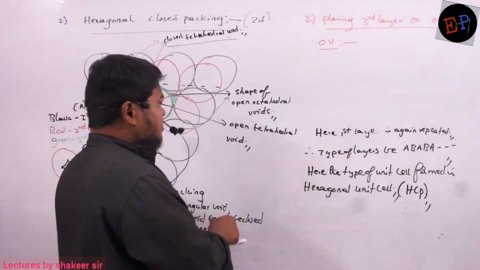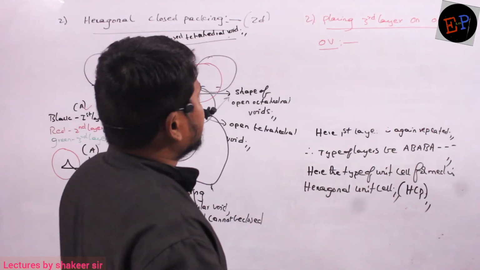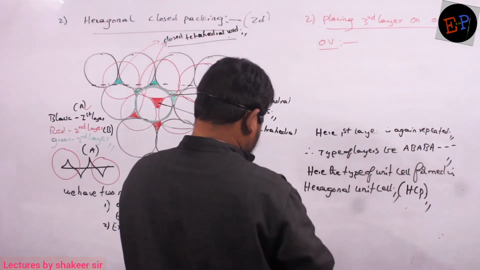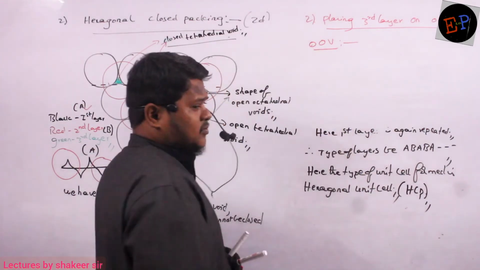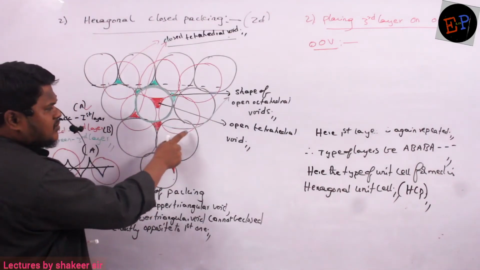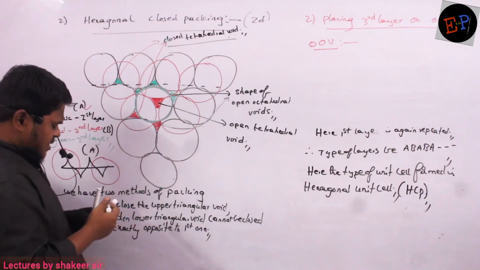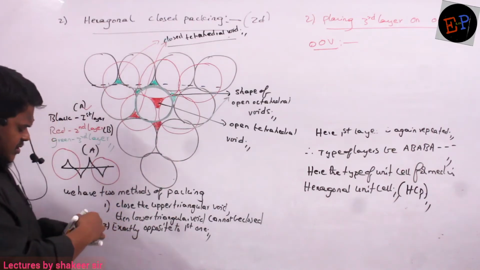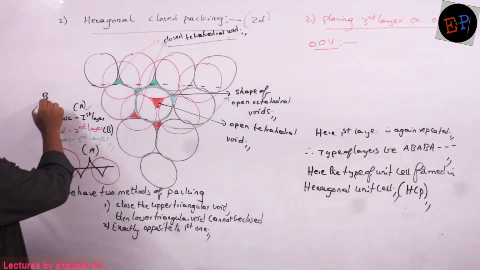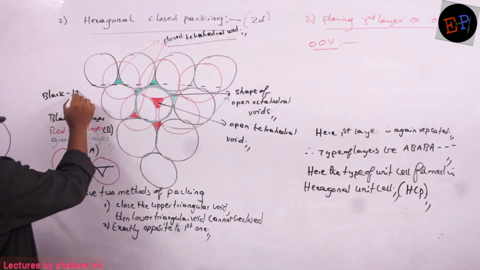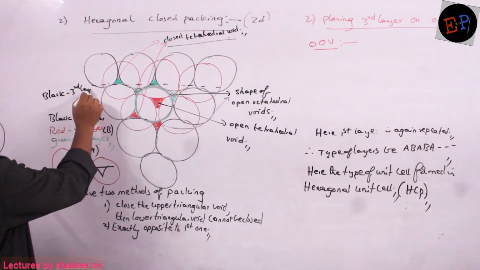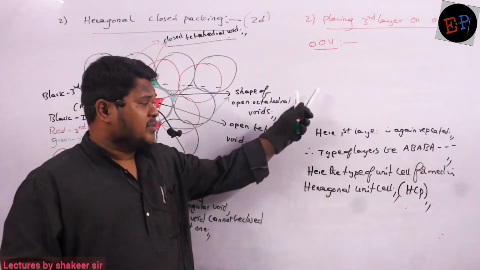Now see. Placing third layer on open octahedral void. Open octahedral void. Now where is the octahedral void? Here there is an octahedral void, no? This is an octahedral void, no? Are you able to understand? Let us close this one. And the fourth layer, again I am representing by black color atoms, because I have only 3 pens. Clear, ma? So black I am representing by the third layer only. Okay, this is one method of placing the third layer.